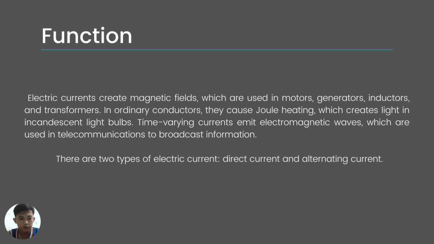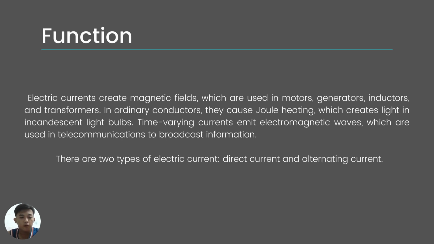Function of electric current. Electric current creates magnetic fields which are used in motors, generators, inductors, and transformers. In ordinary conductors, they cause Joule heating, which creates light in incandescent light bulbs. Time varying currents emit electromagnetic waves, which are used in telecommunication to broadcast information.